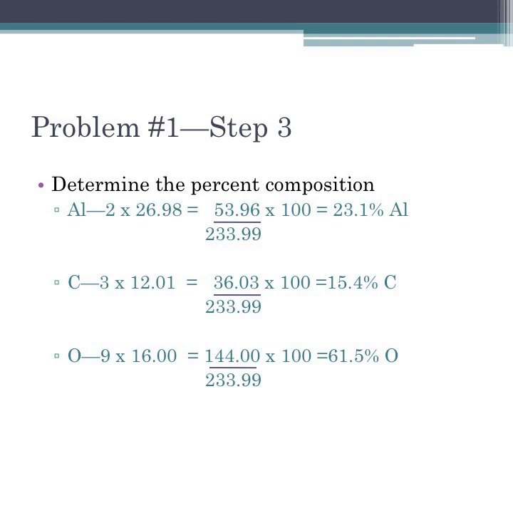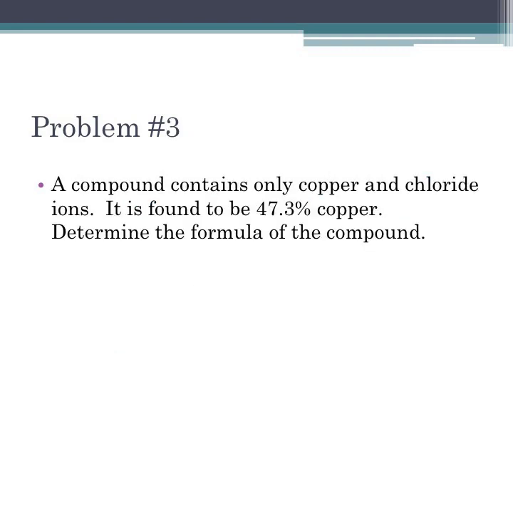And lo and behold, if I add 23.1% to 15.4% to 61.5%, I do get 100% for my total. Sometimes it can be a little off, just depending on rounding. You guys are noticing, I imagine, that I tend to use 3 significant figures in everything that I do except average atomic masses.